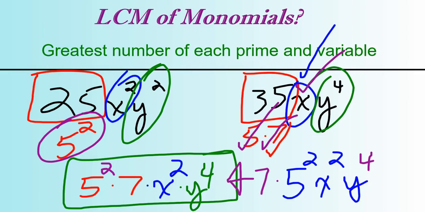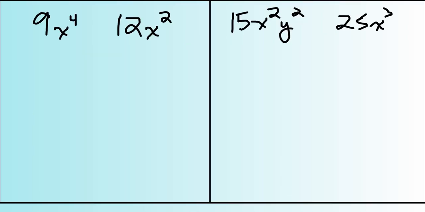All right, so now it's your turn to do some practice problems. Go ahead, pause the video, find the GCF and LCM of these two sets of monomials. Come back when you're ready to see the answers. There's one more slide after this, but find the GCF and LCM of both of these sets, and then come back to see that process.